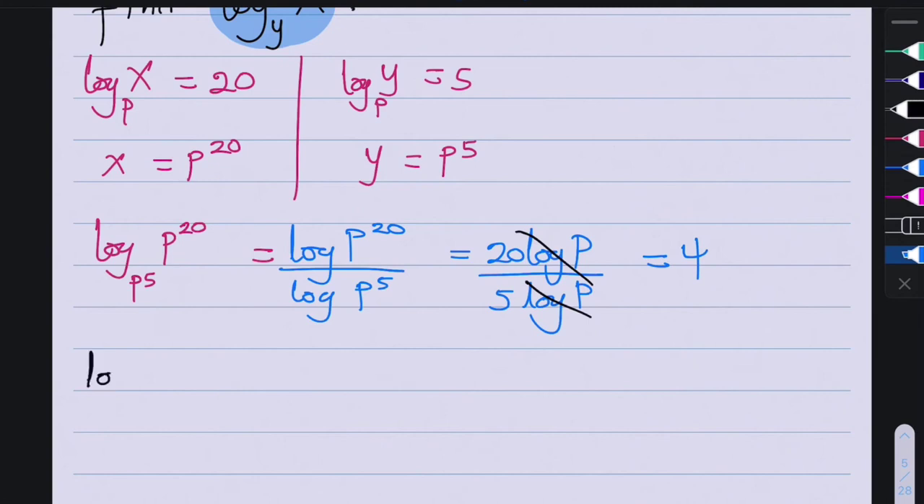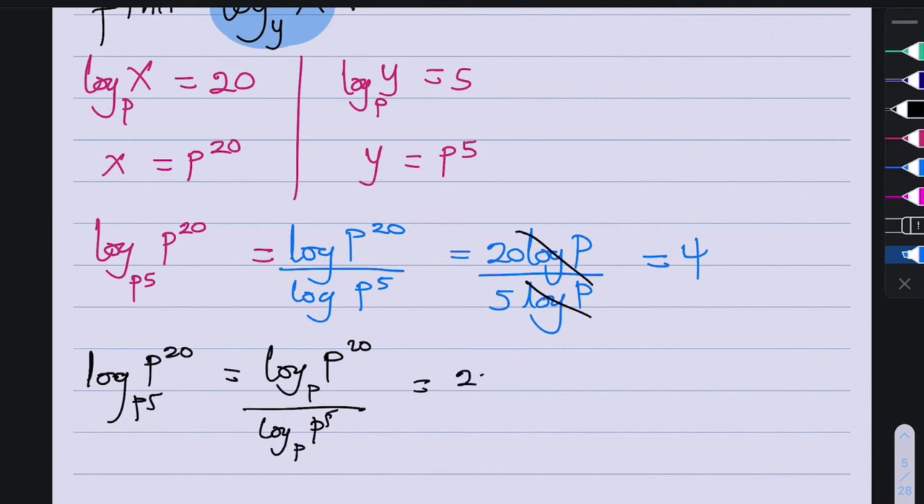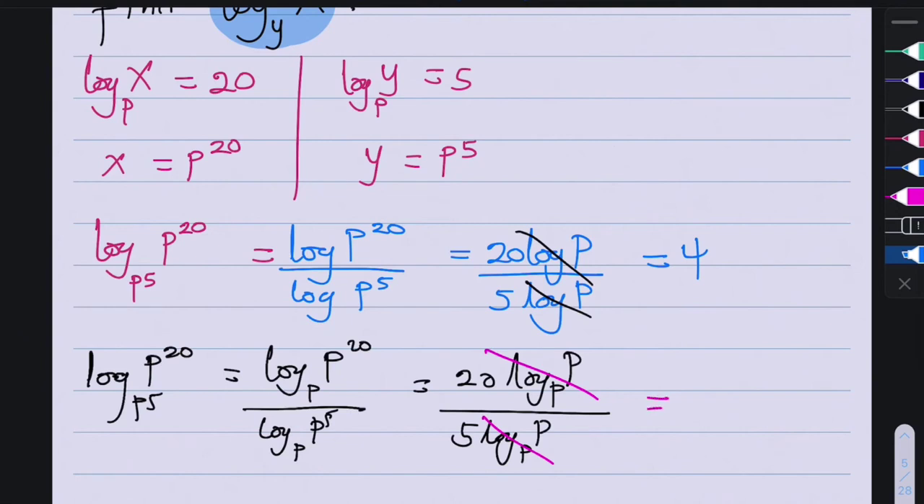Let's see how that will turn out to be. If you have log p to the power 20 base p over log p to the power 5 base p, instead of using the base as p to the power 5, we're just using the base as what? P. That will give you 20 log p to the base p over 5 log p base p, right? Now, they cancel out, or you can just say that log p to the base p is 1, so you still come back to 4.